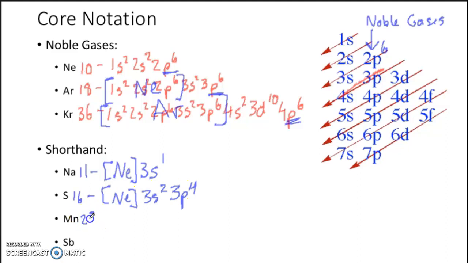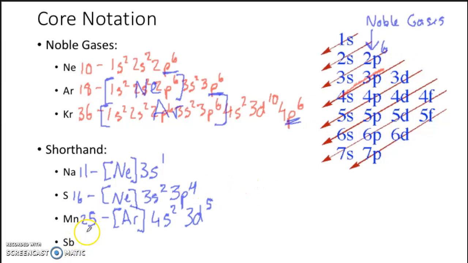All right, manganese has 25. Well, 25 is over 18, so I'm now going to store 18 electrons in argon. So that's 18, and argon ended in 3p6, so my next one goes down to 4s. That's 2, so stored 18 plus 2 gives me 20. I have 5 more, and after 4s I follow 3d, and I have 5 in there.